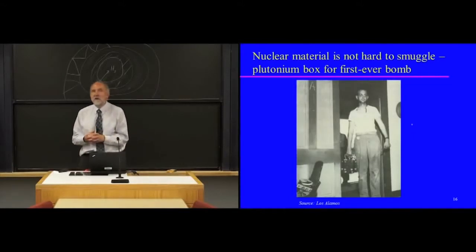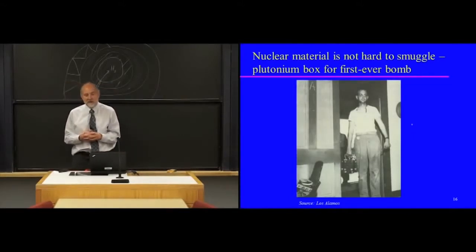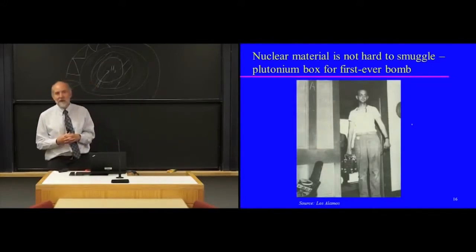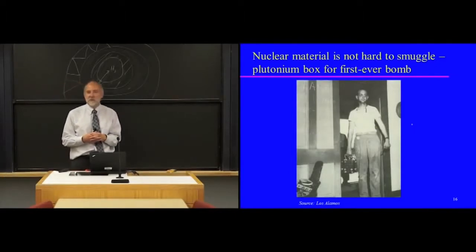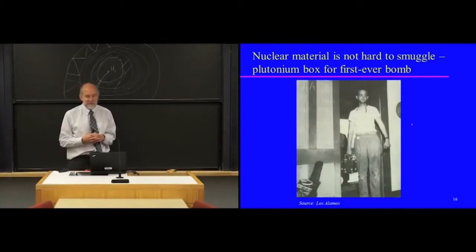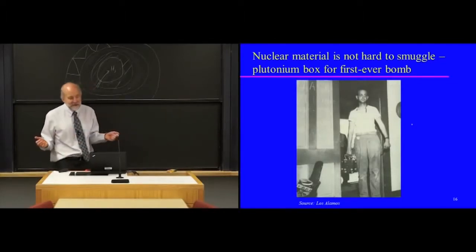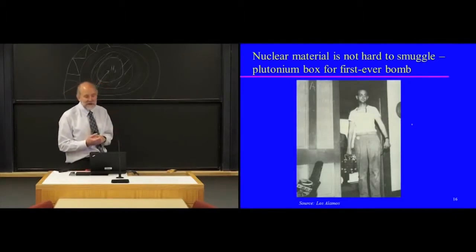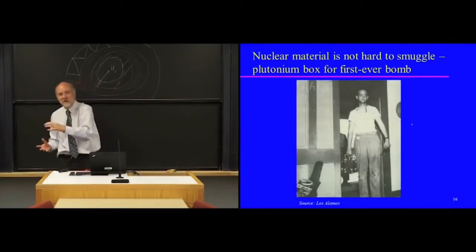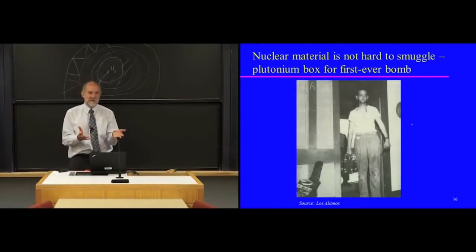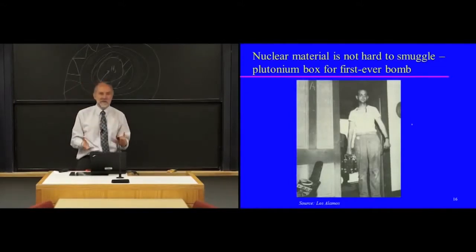What's more, it's not particularly hard to smuggle this material. This is a guy by the name of Sergeant Herb Blair. He's carrying in one hand a box that has the plutonium core for the Trinity nuclear test, the first ever nuclear bomb. You can see he's got no special equipment. He's wearing a t-shirt and remarkably dirty chinos. And he's carrying it in one hand. So once nuclear material gets out of the place where it's supposed to be, if it's stolen or something like that, it could be anywhere. And trying to find it and recover it is a very difficult job.